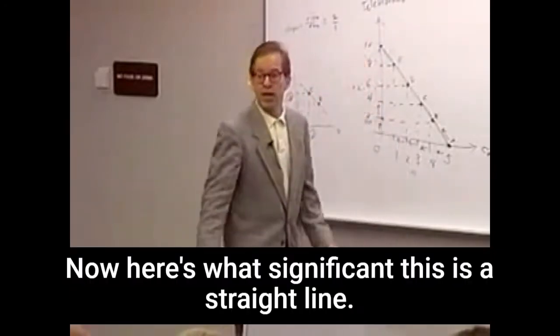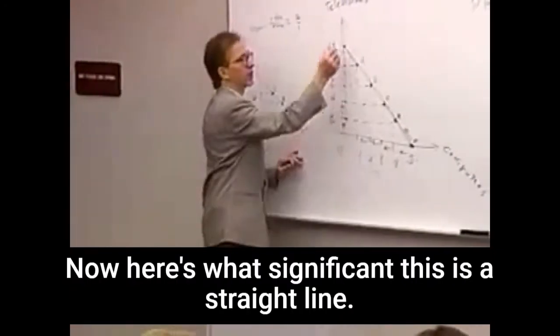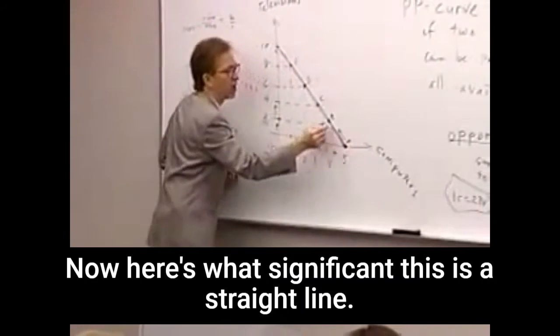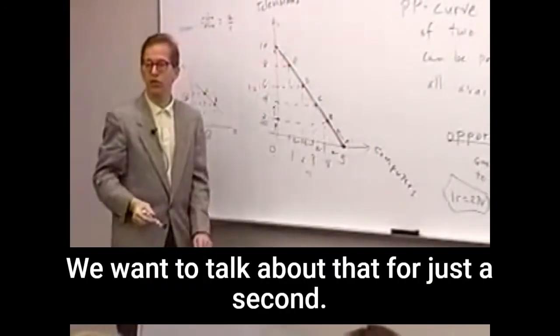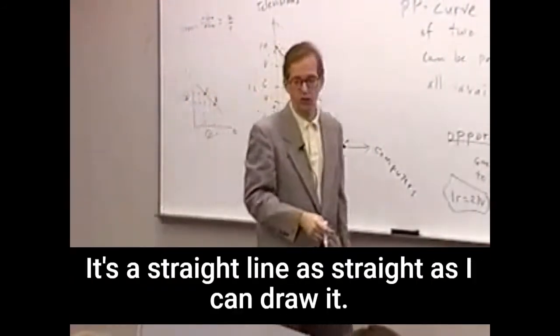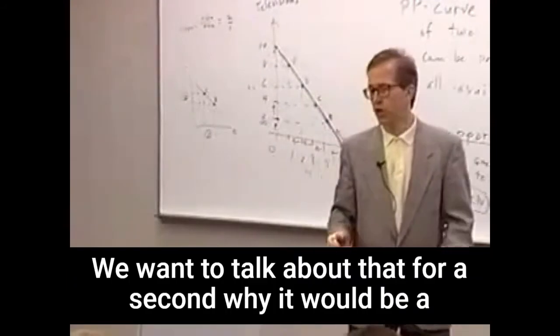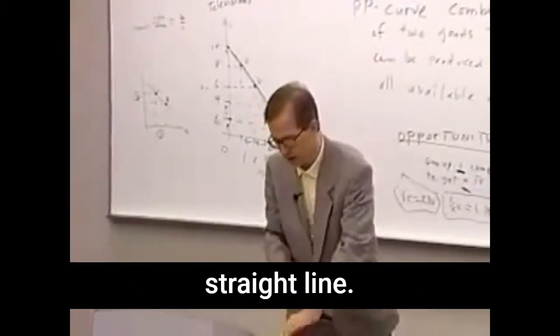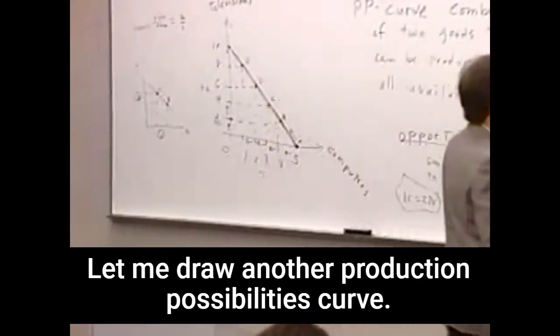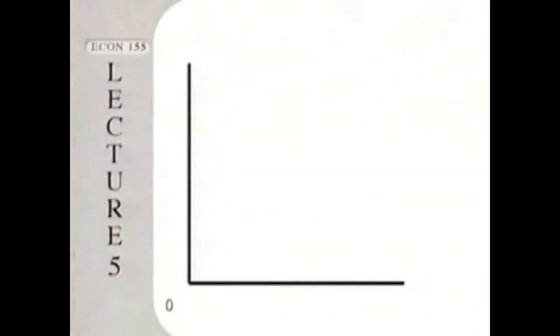Okay. Now, here's what's significant. This is a straight line. We want to talk about that for just a second. It's a straight line as straight as I can draw it. We want to talk about that for a second, why it would be a straight line. Let me draw another production possibilities curve that's not a straight line.